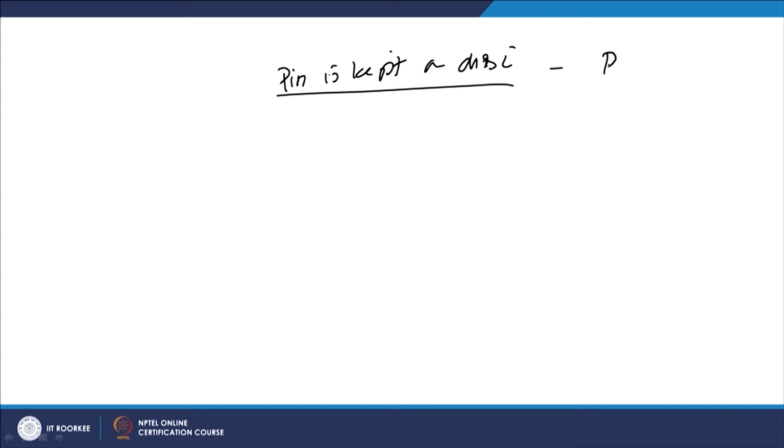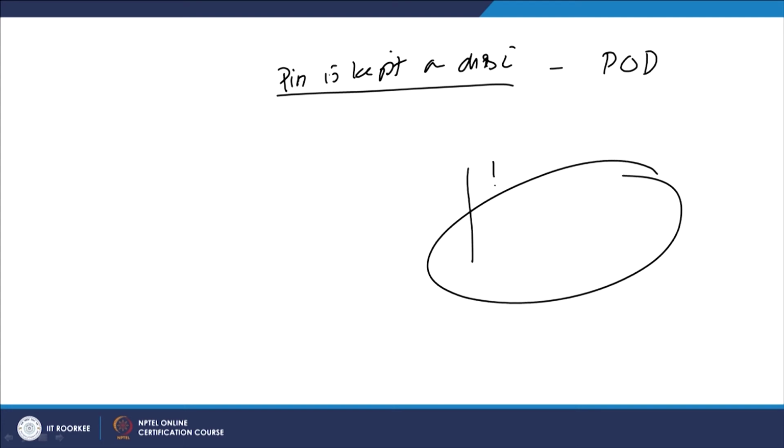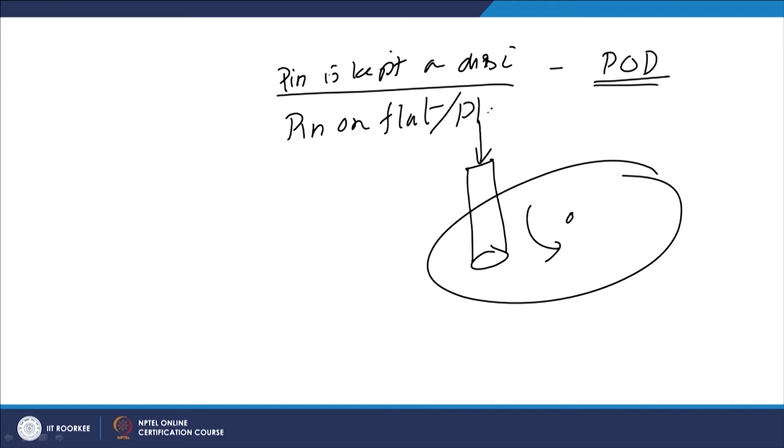This is commonly known as POD. The disc like this and pin is kept over the disc in this manner, and then we apply load and the disc is rotated. So, this kind of configuration is called pin on disc. Then there is a pin on flat or pin on plate.